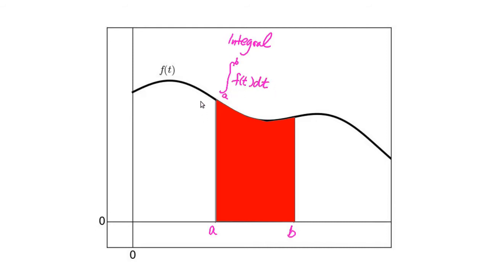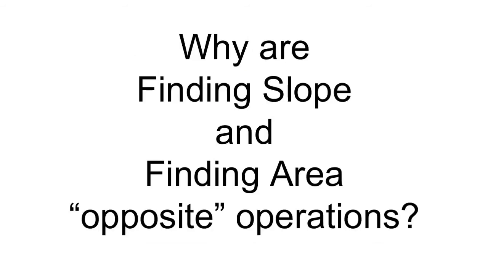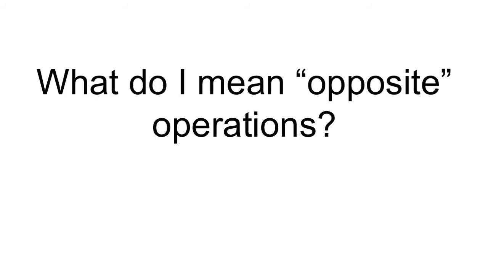So here's my claim in this video. Finding the slope and finding the area like this are the opposite operations from each other. So I'm answering, why are finding slope and finding area opposite operations? And what do I mean by opposite? I mean one undoes the other.